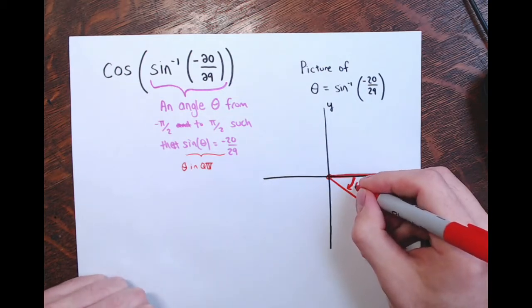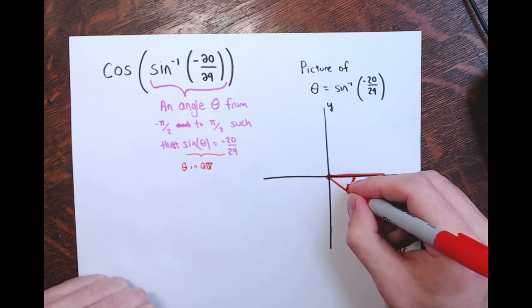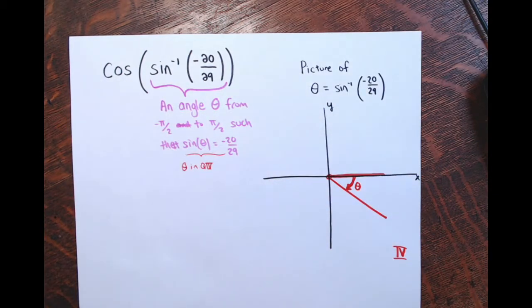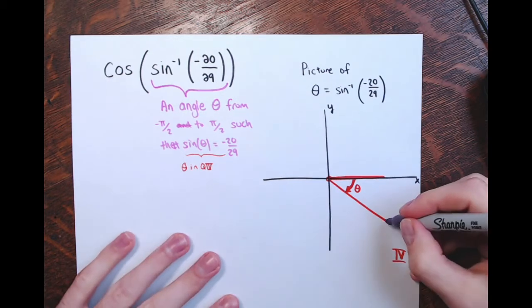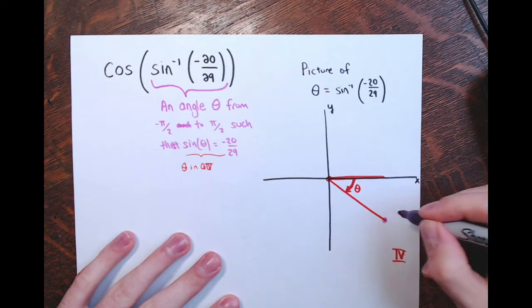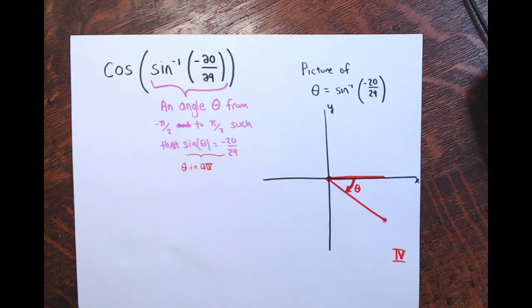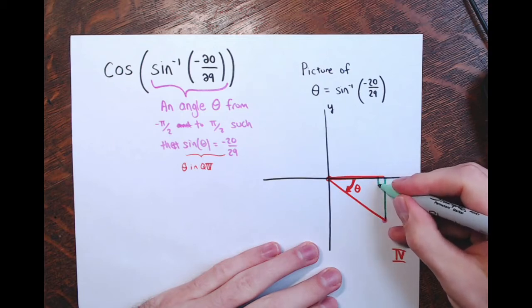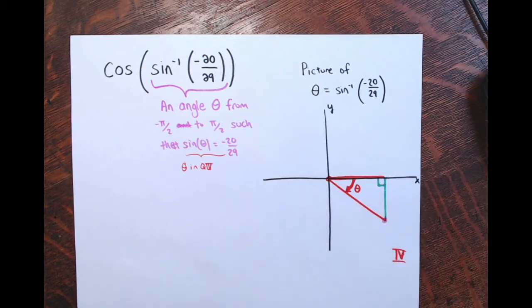And this is theta. This angle I have just drawn is my angle, the inverse sine of negative 20/29. It's what I'm calling theta. And then, as I've done plenty of times before, once this terminal side is drawn, I take a point on the terminal side and draw a perpendicular segment to the x-axis, the horizontal axis, creating a right triangle. You see this right triangle here.